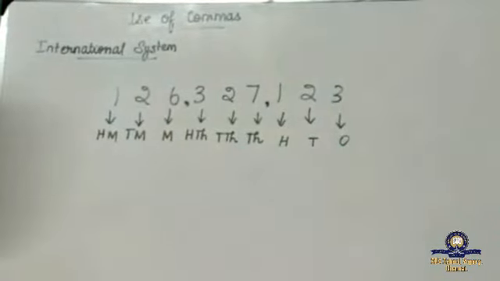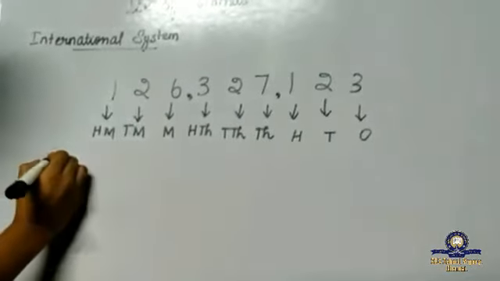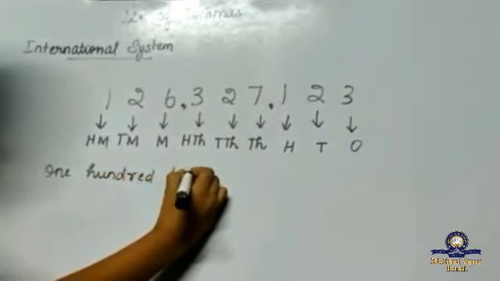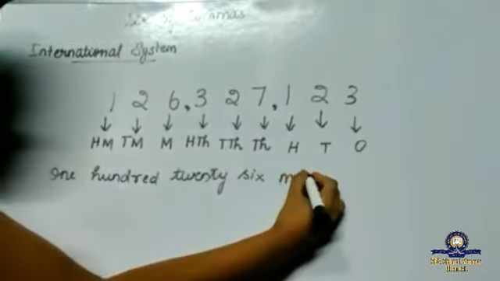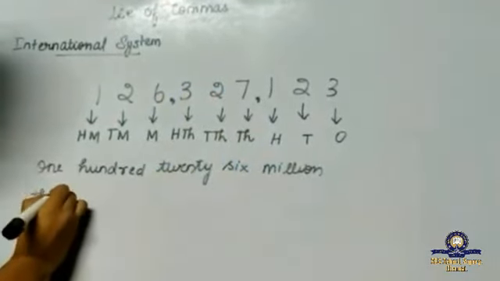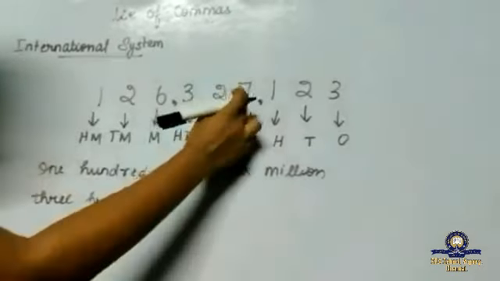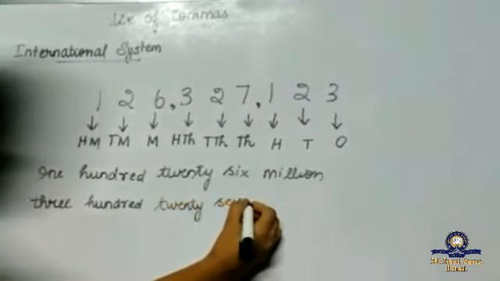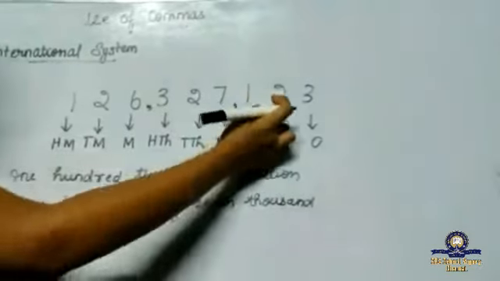While naming it, you're going to come from the left hand side. So you'll be naming it as 126 million 327,123.